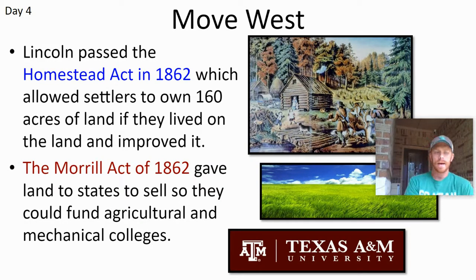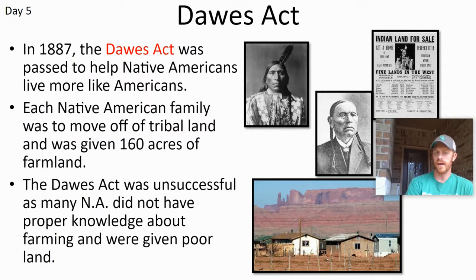The Morrill Act, A&M colleges, is for these agricultural and mechanical colleges to be opened using funds from the federal government, this land given to the states to sell and make money. And then the last one is the Dawes Act. The Dawes Act was for the Native Americans, not as successful, trying to get them to assimilate to our way of life, but not very good.